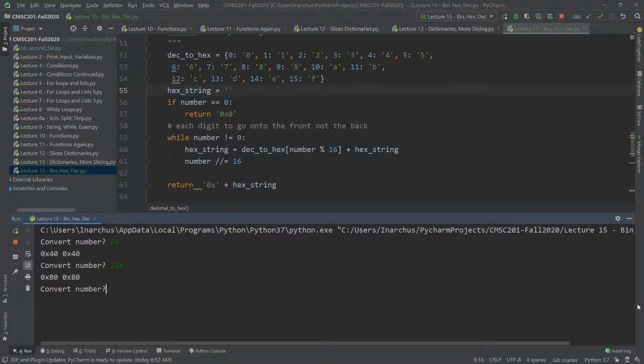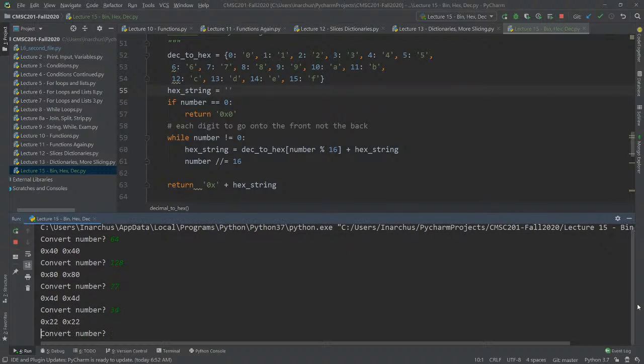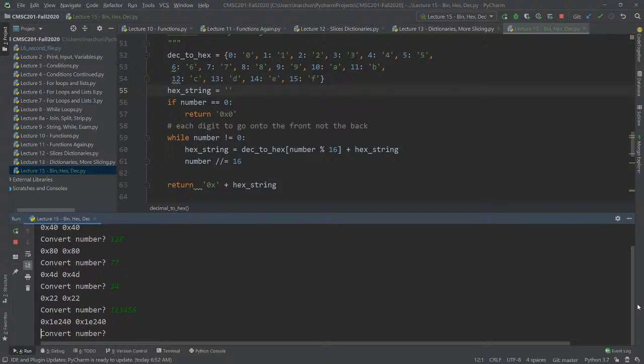128. 77. 34. 123,456. 8392. All kinds of stuff, right? So basically, you see that hexadecimal numbers are always going to be like less than their counterparts in decimal. Yeah, something like that.